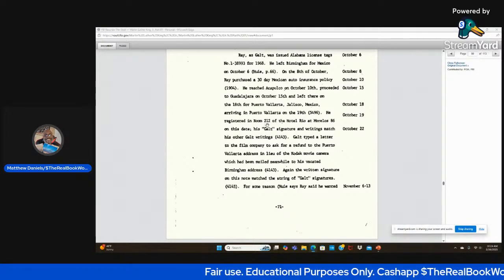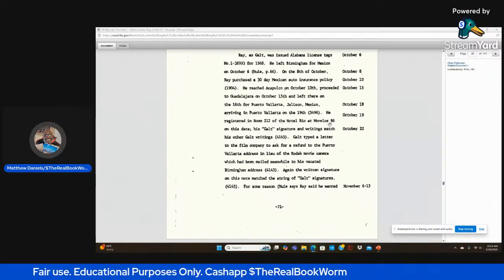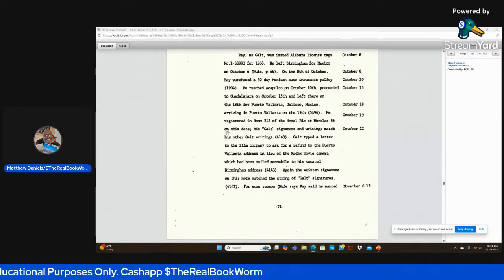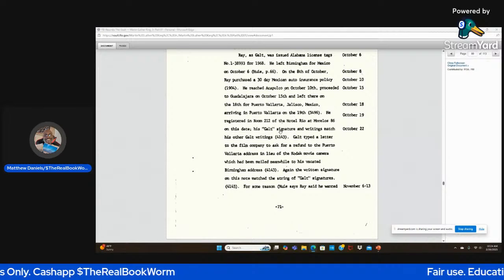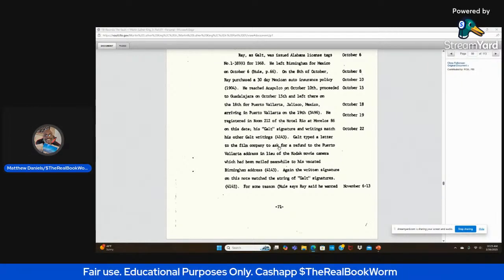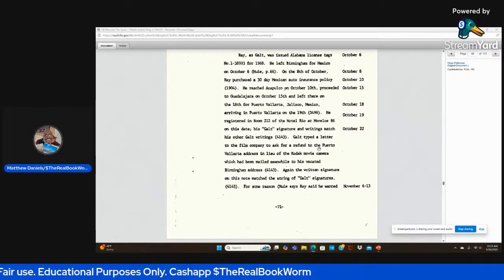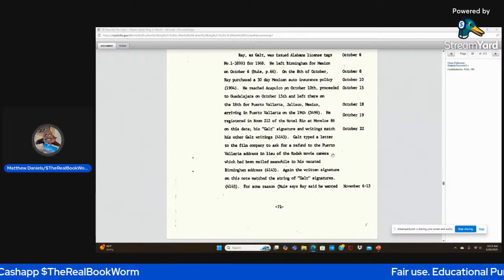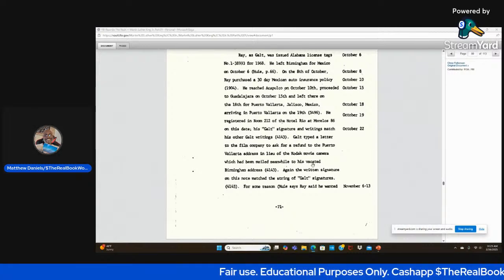He registered in room 212 of the Hotel Rio at Morelos 86 on this date. His Galt signature and writings match his other Galt writings. Galt typed a letter to the film company to ask for a refund to the Puerto Vallarta address in lieu of the Kodak movie camera, which had been mailed, meanwhile, to his vacated Birmingham address.